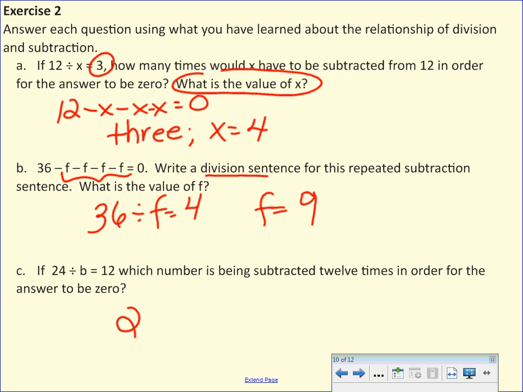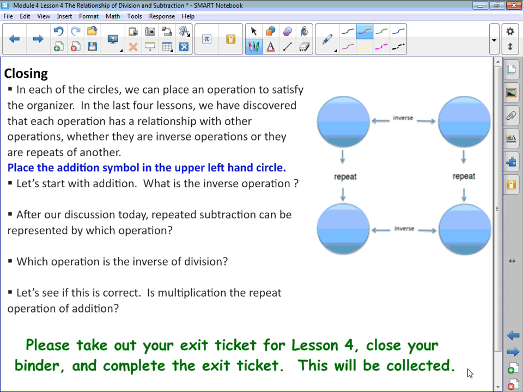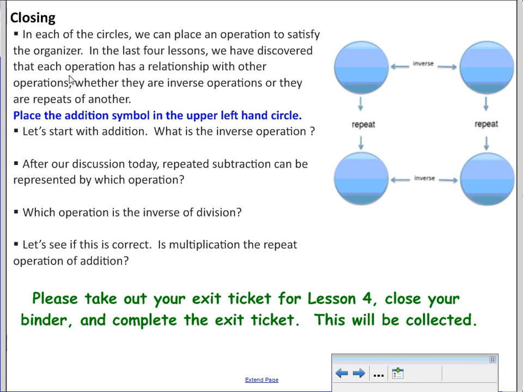Alright, let's take a look. You're going to flip back in your page because they have your graphic organizer in a different spot. So let's take a look at this closing. Here we have a graphic organizer. Let's look at the relationship between all 4 operations. So let's put the addition symbol here in the upper right-hand corner.